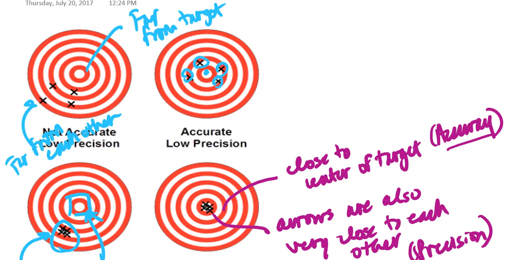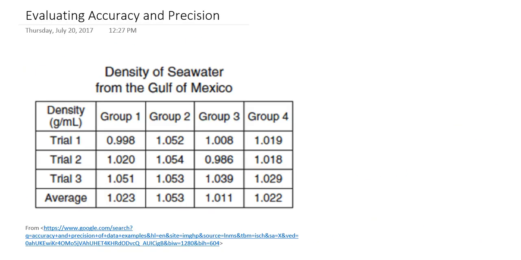Now, when we take this comparison and bring it into the chemistry lab, it's still the same idea. If I collect a set of data, and that data set shows me that I'm very, very close to the value that I'm supposed to get, then that data set is accurate. But it's not necessarily very precise if the data points are far from each other. All right, so let's take an example of that.